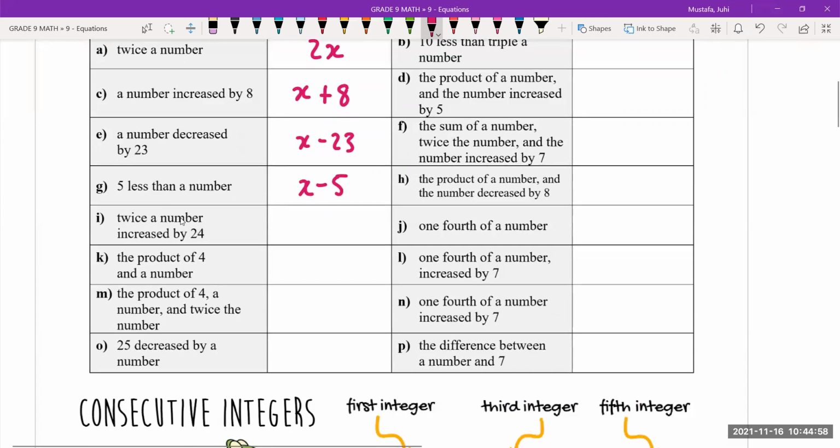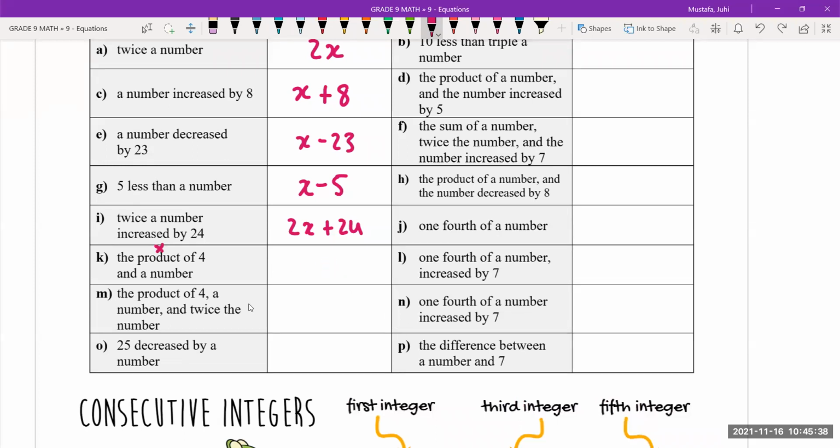What's twice a number increased by 24? Twice a number increased by 24. Aritra? 2X plus 24. Excellent. What does the word product mean, you guys? I don't know if you've ever heard of this before. Maybe. Harry, what do you think? I'll give you a hint. It's a type of operation, either addition, subtraction, multiplication, or division. What do you think, Abrami? Yeah. So product just means it's the multiplication of 4 and a number. So it would just be 4 times X.